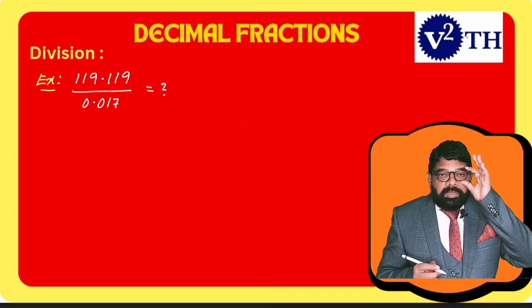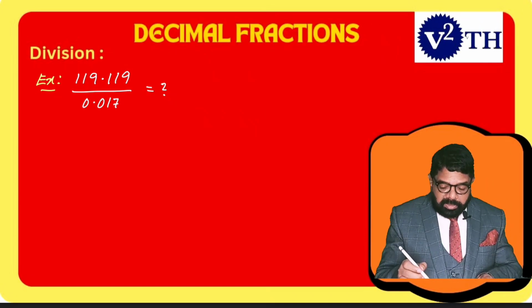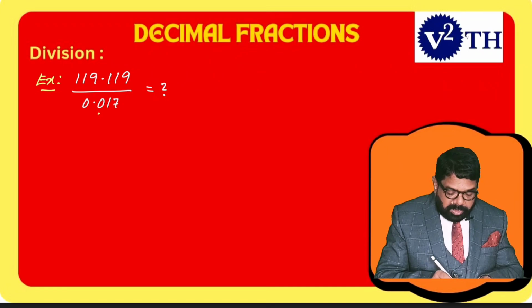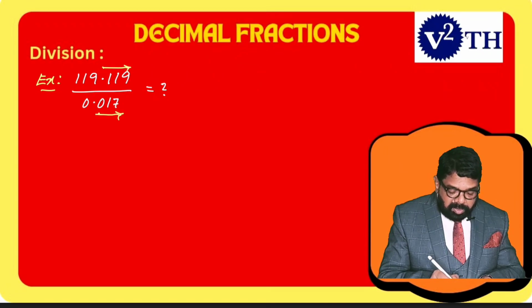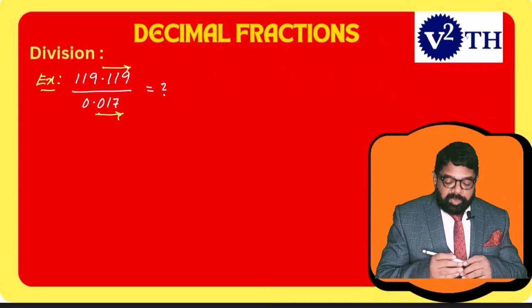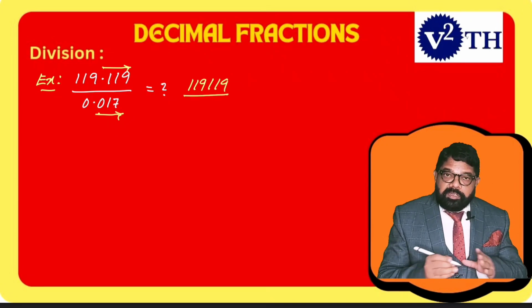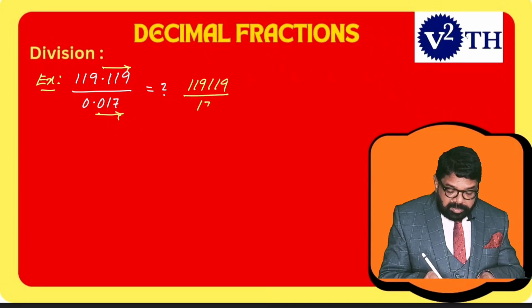What is our target first? Remove the decimal in the denominator. To remove the decimal in the denominator, the decimal is shifted to the right 3 digits here. Here 3 digits means here also the decimal is shifted to the right 3 digits. In the numerator the decimal gets cancelled: 119, 119. In the denominator the decimal also gets cancelled.